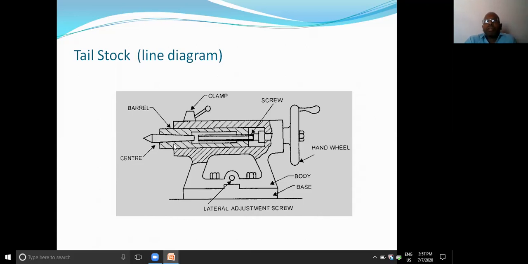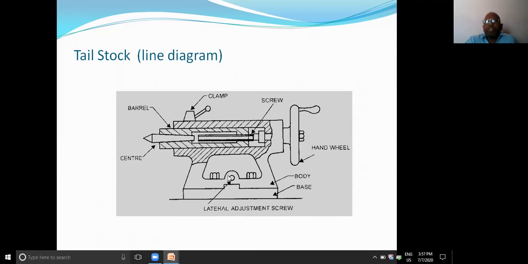In some situations, this barrel is also supposed to be adjusted. For that purpose, this clamp is used. That means in order to move the tailstock over the bedways.